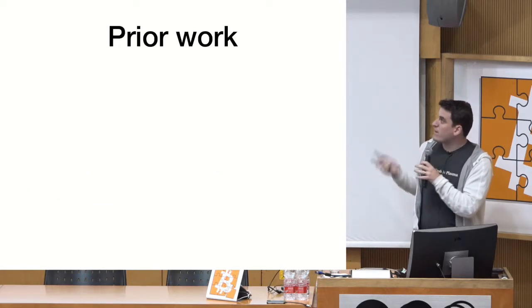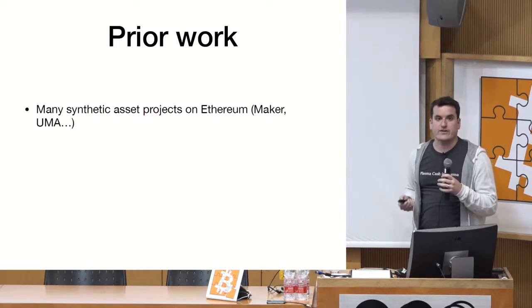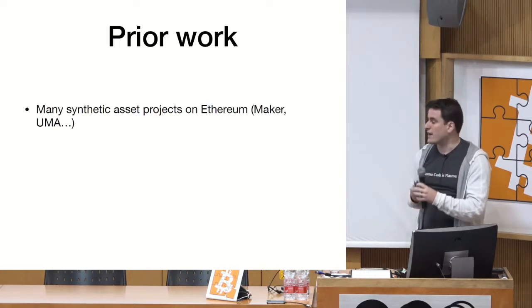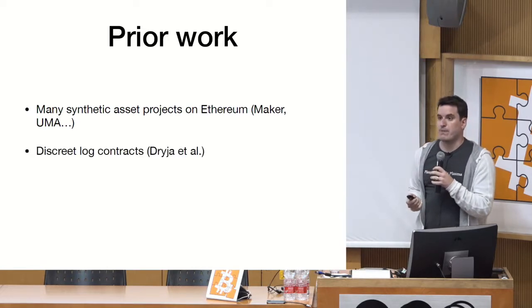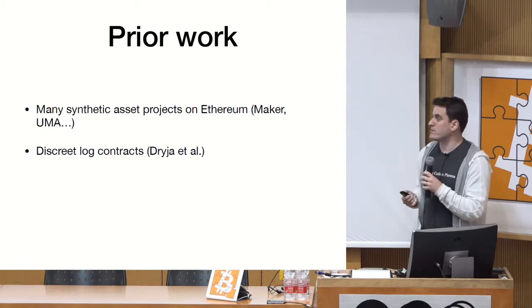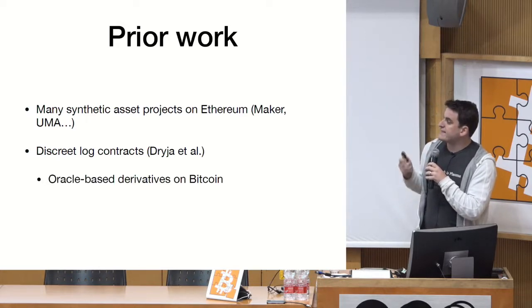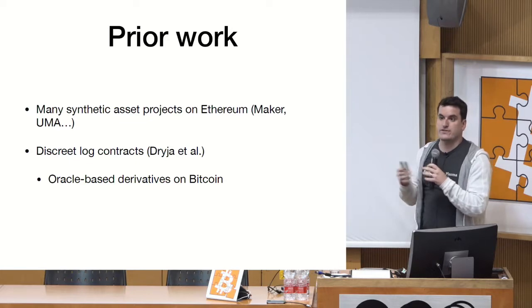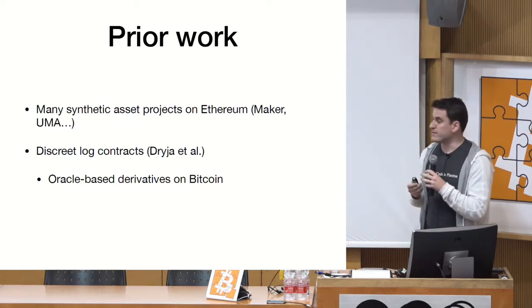So one thing is that we build a lot on what people have done, particularly on Ethereum, where there's been a lot of innovation on building synthetic assets and synthetic positions. But there's some prior work in the Bitcoin space, specifically discrete log contracts, which Draja, Poon, and some others at Mirror worked on. That's a way to do a synthetic position, a derivative on Bitcoin, either on the main chain or maybe within a channel.